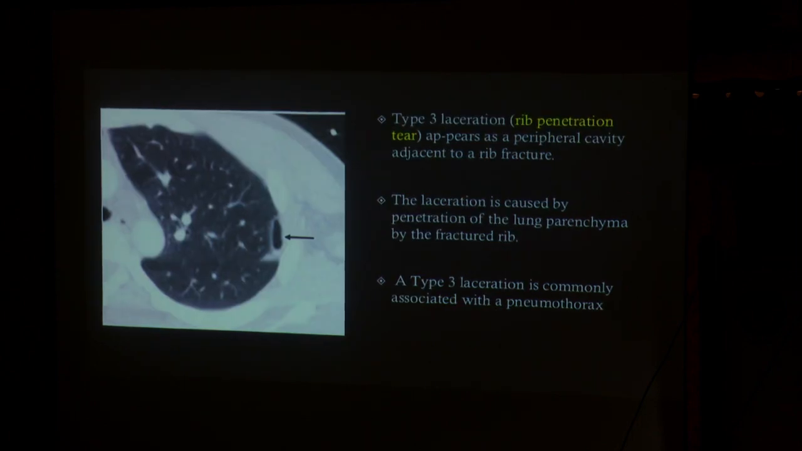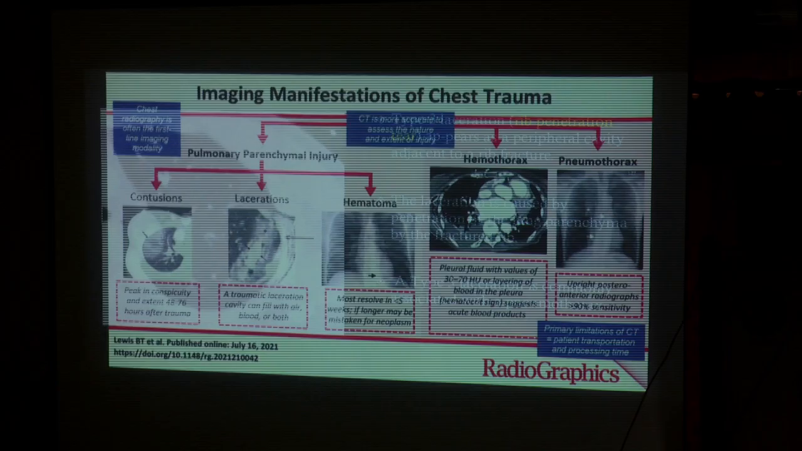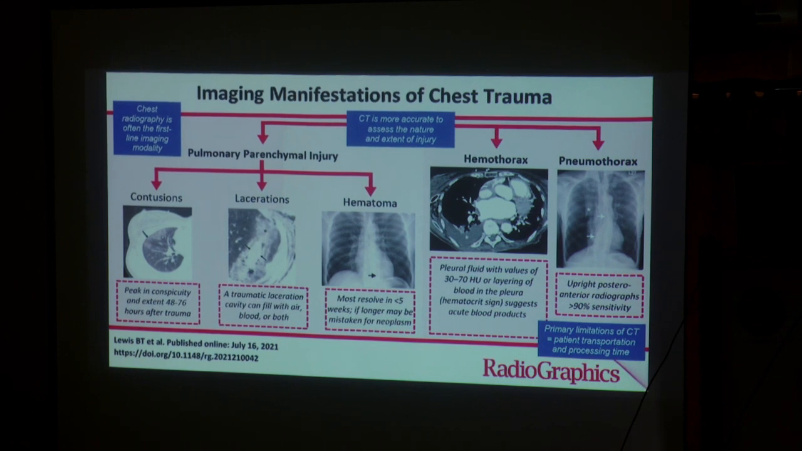And type 3 laceration is when a rib penetration tear occurs. So usually when we see rib fracture with an associated subpleural cystic area, it is type 3 laceration. There is another type of laceration which is type 4. It is very uncommon. It occurs when there is a previous iatrogenic history of pleuropulmonary adhesions. So these are the imaging manifestations of chest trauma. The pulmonary parenchymal injuries are usually contusions, lacerations, and hematoma, and hemothorax and pneumothorax also occur.